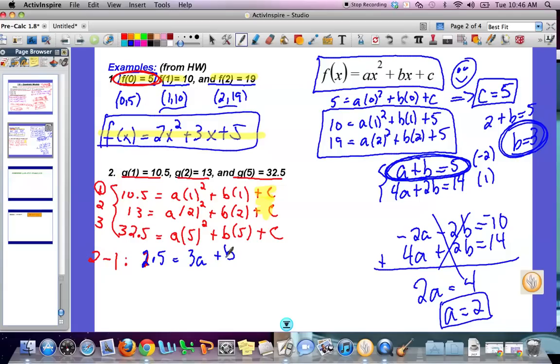I eliminated the C. The next thing I would like to do is take 3 and subtract 2. And you can follow this method for all of them. It doesn't have to go this way, but this works. 3 minus 2, I need help. What's 32.5 minus 13?